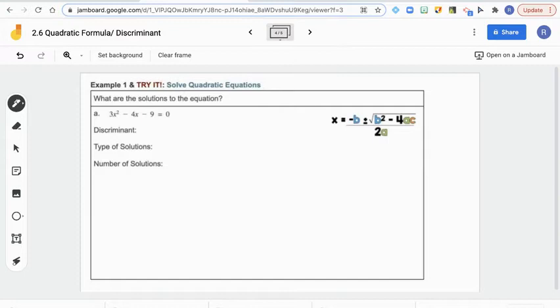So let's take a look at a couple of problems with this. Now we're going to use that discriminant to predict how many solutions there will be, and then we're going to actually find the solution. So let's start by finding that discriminant. Remember that our discriminant is always b squared minus 4ac.